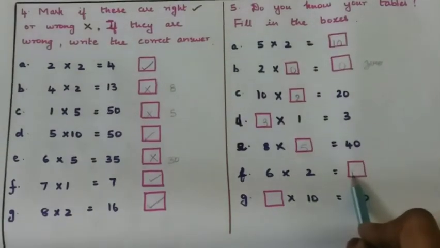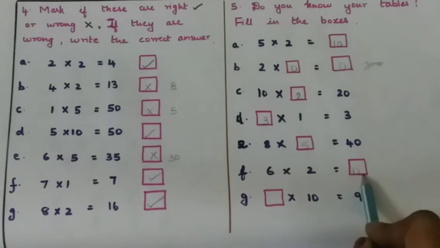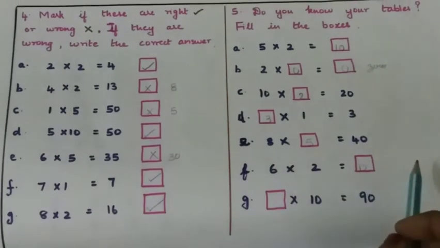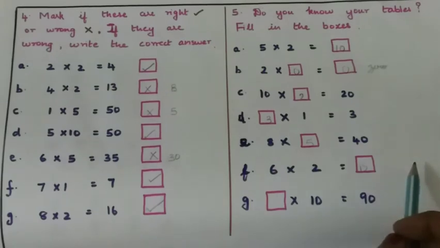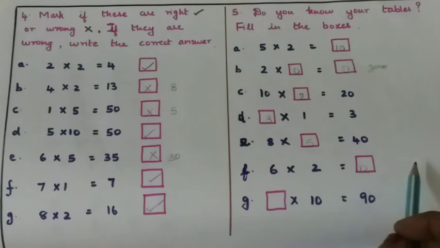So these are the tricks that I have explained in my previous videos. So if you have not seen it, please make sure you see those videos. The last one is dash into 10 equals 90. So your child should be able to write 9 into 10 equals 90.